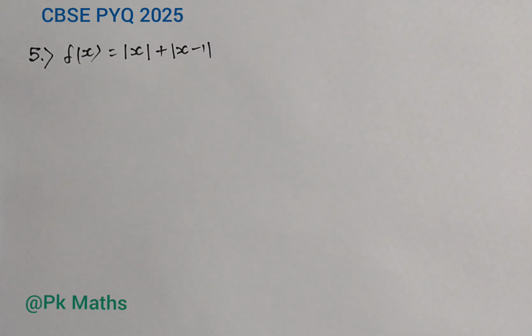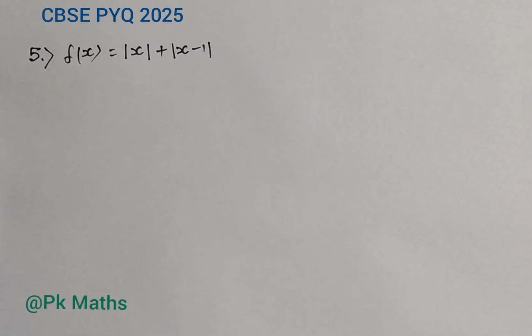So this is our question number 5. f(x) equals mod x plus mod x minus 1. See in the question, which of the following is correct? So we need to discuss its continuity and differentiability at point x equals 0 and x equals 1. As you can see in the 4 choices, condition related to continuity and differentiability is given.